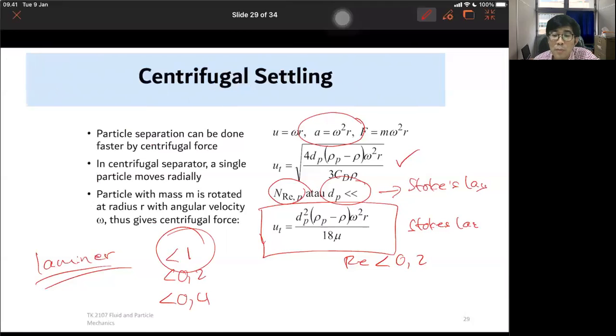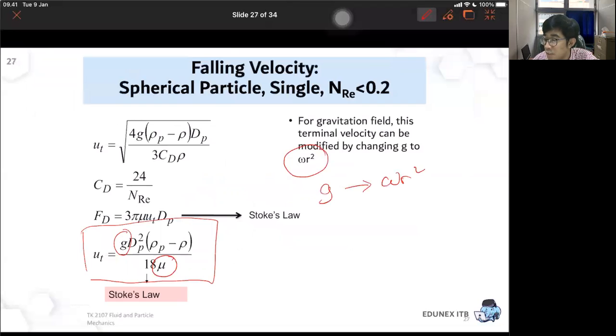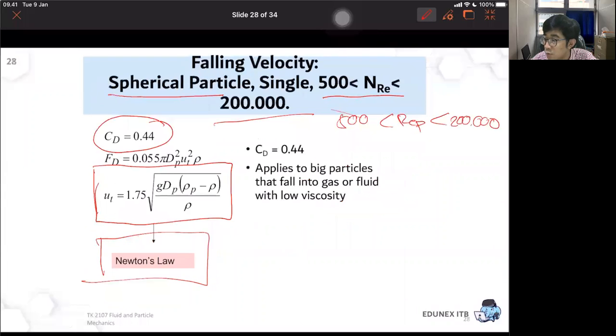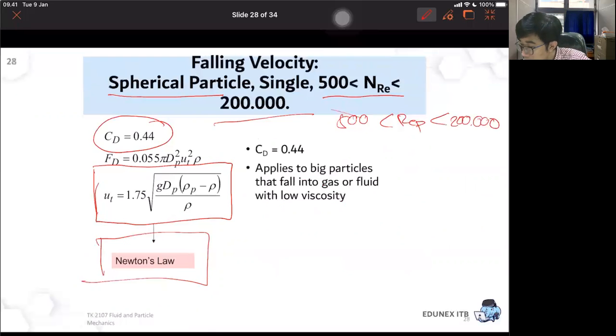You do not need to memorize the formula. This comes from the basic equation, this one. Then you just apply the special case, this one for the spherical, and then for the very low Reynolds number, and then for the centrifugal, and then you change this one. So it becomes this one. Should be the same, right?